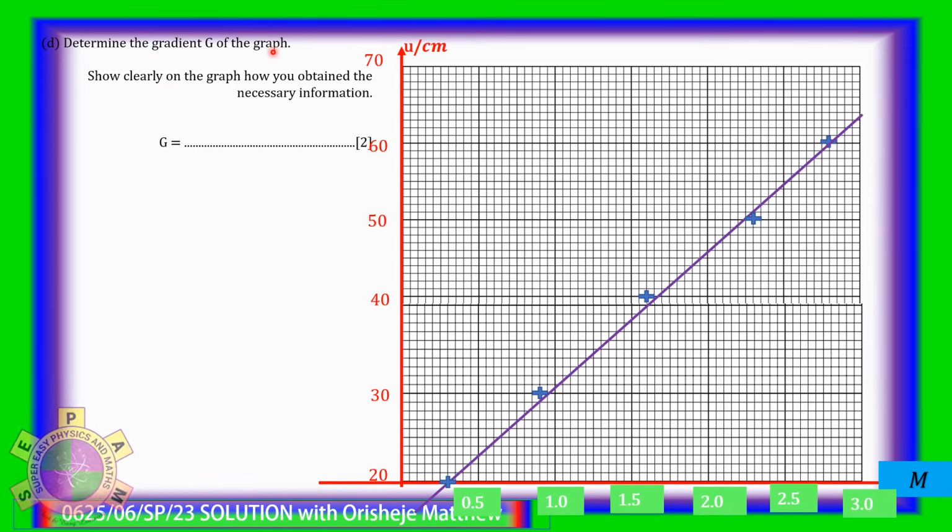Now determine the gradient of the graph. So let's find the gradient. You put your triangle. Once you have put your triangle, you can now draw. If you look at the triangle, you must take the triangle where the straight line passes through the center of the grid. You see where I have taken, and this triangle must cover more than half of the line. That is the standard. So don't take a very small triangle, don't take something small. You have to make it big. So now let's draw.